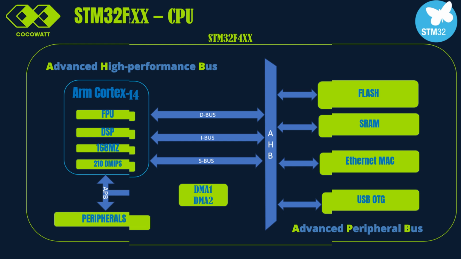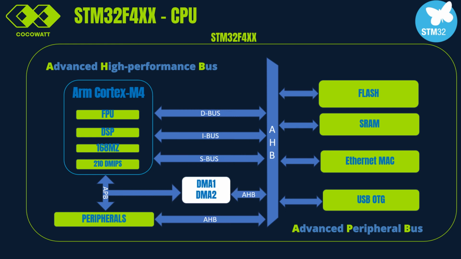On the other hand, the APB, or Advanced Peripheral Bus, is a lower-speed bus used for communication with low-speed peripherals like GPIOs, I2C, and SPI. It's simpler and more power efficient, making it ideal for peripherals that don't need high-speed data transfers.